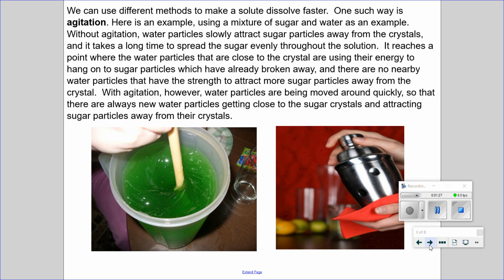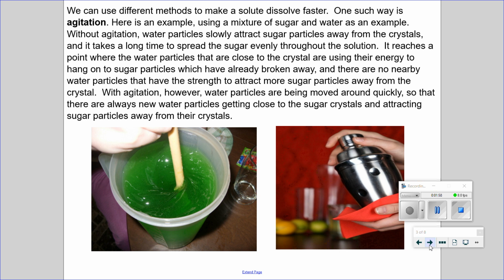It reaches a point where the water particles that are close to the crystal are using their energy to hang on to sugar particles, which have already broken away, and there are no nearby water particles that have the strength to attract more sugar particles away from the crystal. With agitation, however, water particles are being moved around quickly so that there are always new water particles getting close to the sugar crystals and attracting sugar particles away from the crystals.